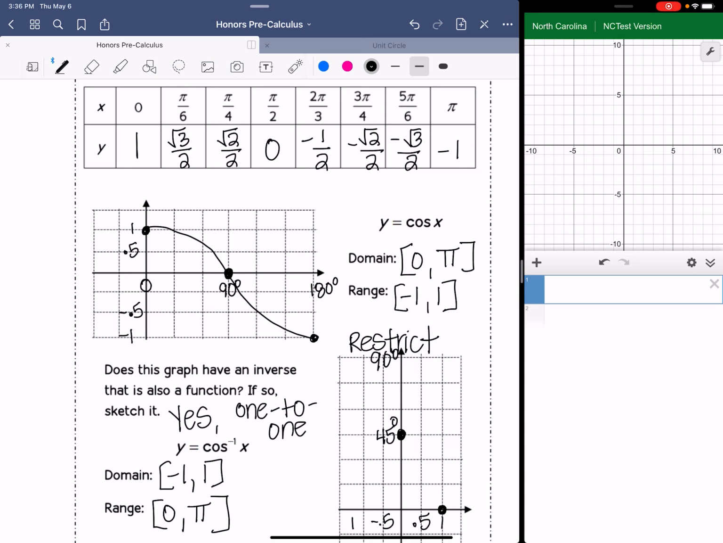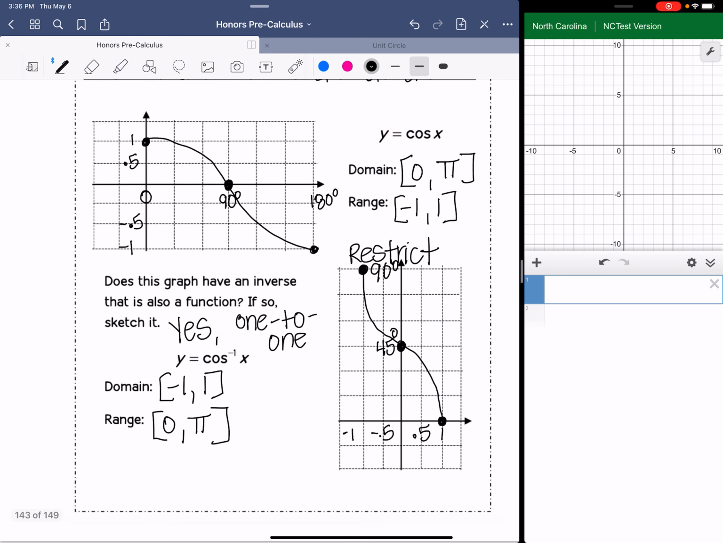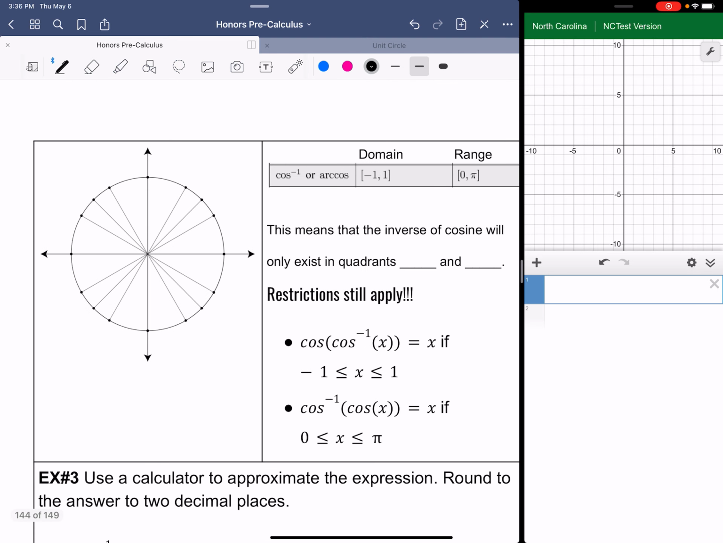So that's 0 and 45. And then at pi, we have -1. All right, so we have our inverse of cosine. All right, so then we kind of think about our properties.